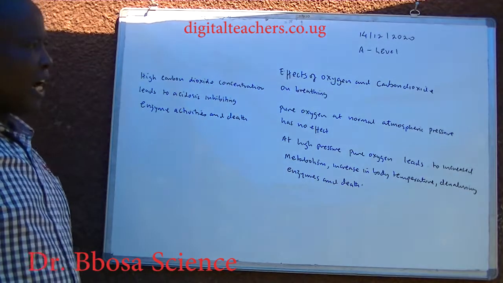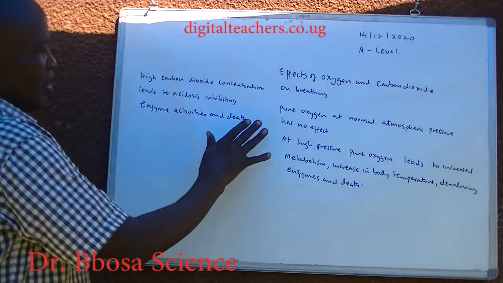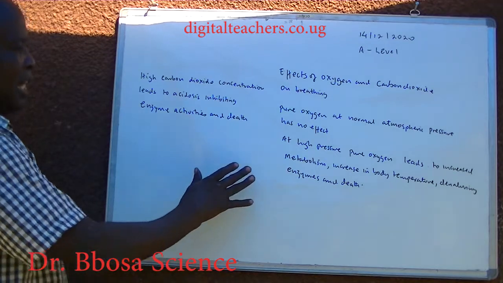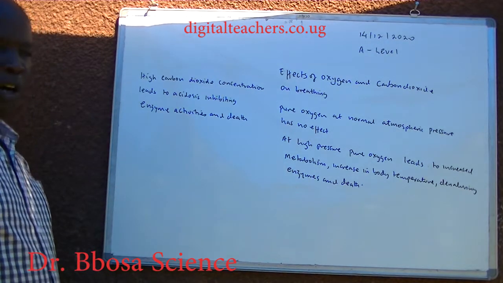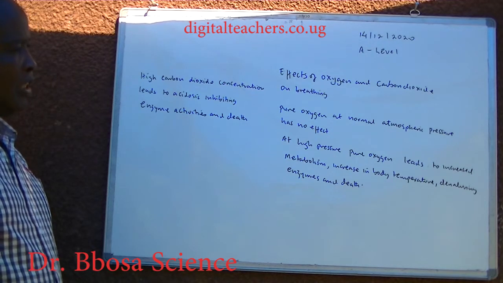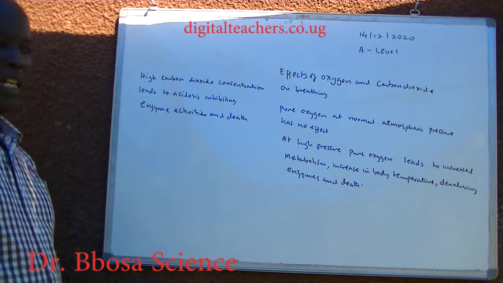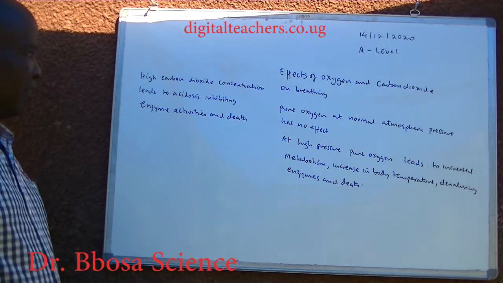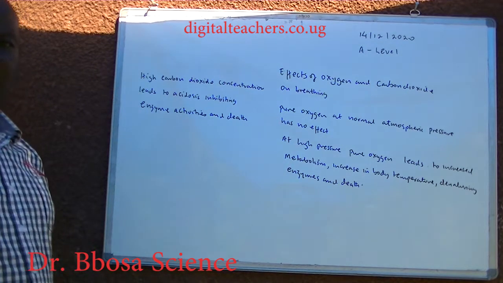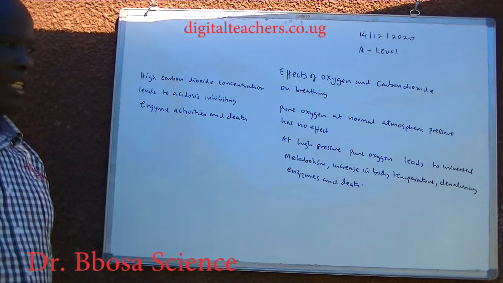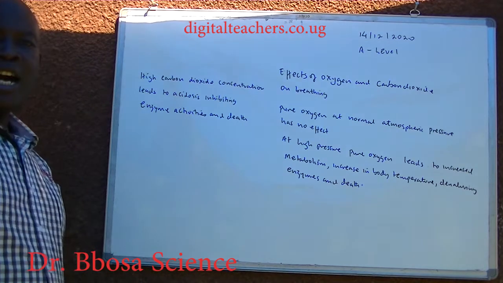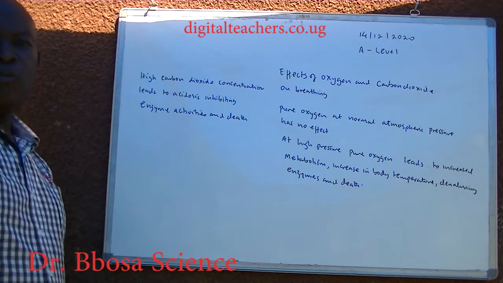Effects of oxygen and carbon dioxide on breathing. Pure oxygen at normal atmospheric pressure has no effect. At high pressure, pure oxygen leads to increased metabolism, increase in body temperature, denaturing of enzymes, and death. High carbon dioxide concentration leads to acidosis, inhibiting enzyme activities, and death. Acidosis is low pH of blood.